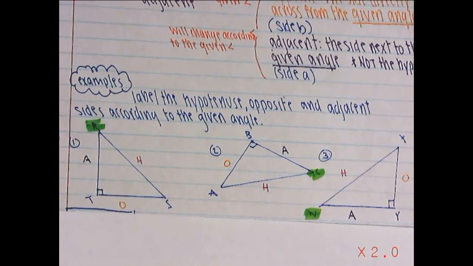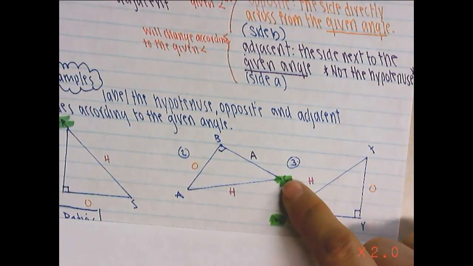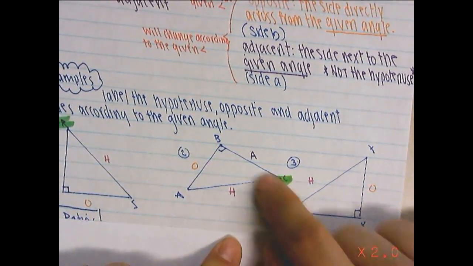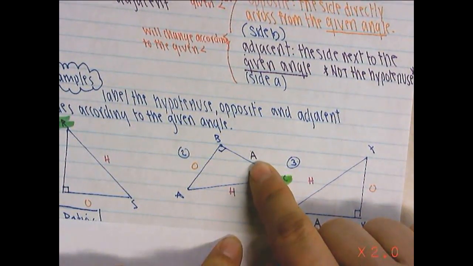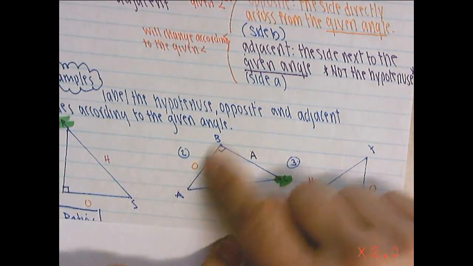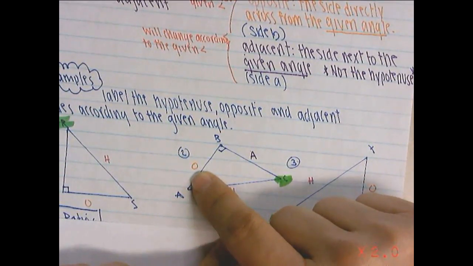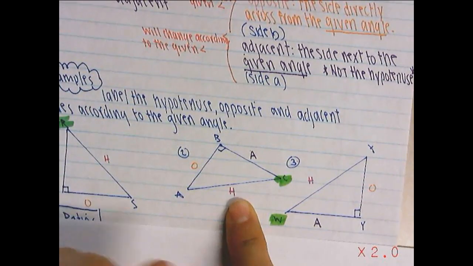Then we move over to 2, and C is my given angle this time. So I look right next to it. The leg right next to it is A, for adjacent. Opposite, the leg directly opposite of it, is right here, and I'm going to call it O for opposite. And then, of course, the hypotenuse, again, is always directly across from the right angle.